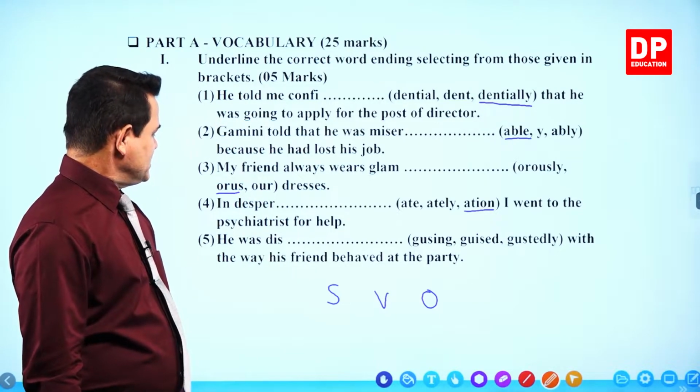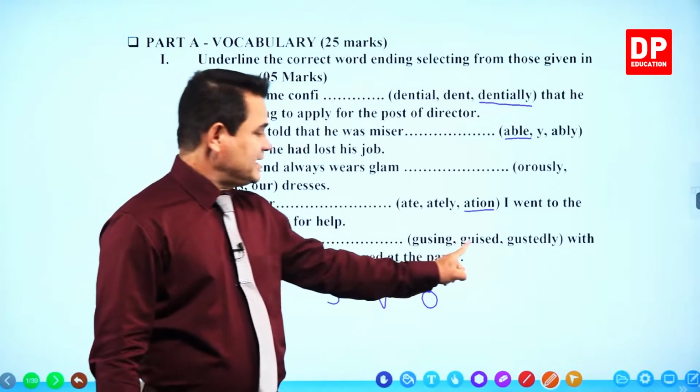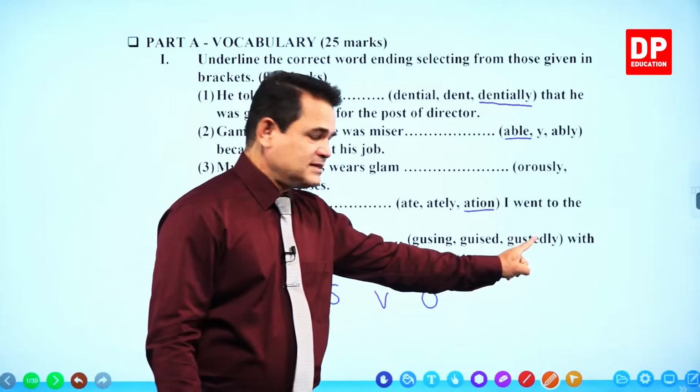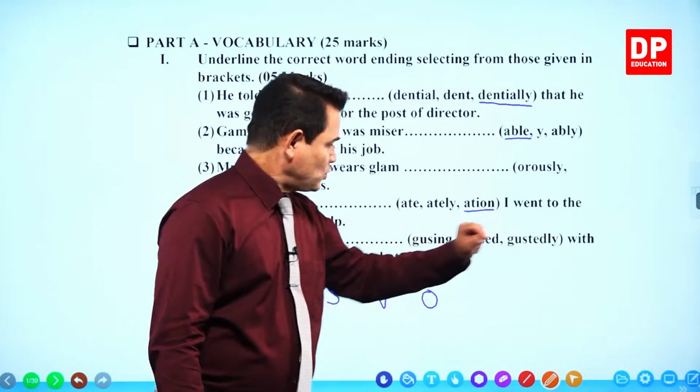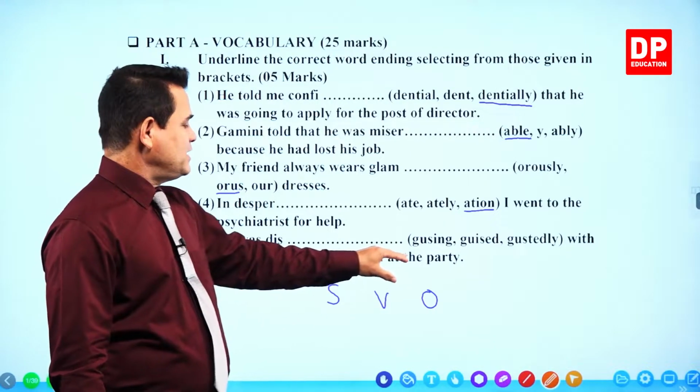Next one, he was disguised, disgustedly with the way his friend behaved at the party.